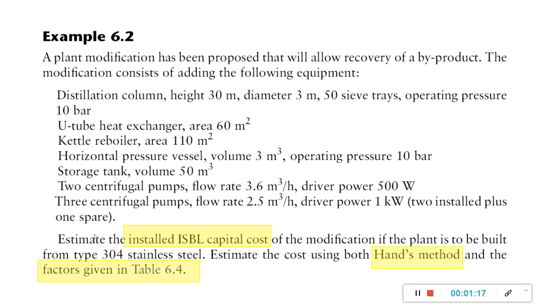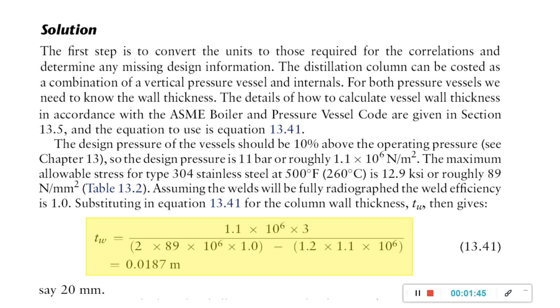Estimate the installed ISBL capital cost of the modifications if the plant is to be built from type 304 stainless steel. Remember, all of these are to be built using type 304 stainless steel. So we are using Hand's method and also the factors given in table 6.4. For the first step, we do the cost estimate referring to the tables. We need to make sure the units are those required for the correlations and determine any missing design information.